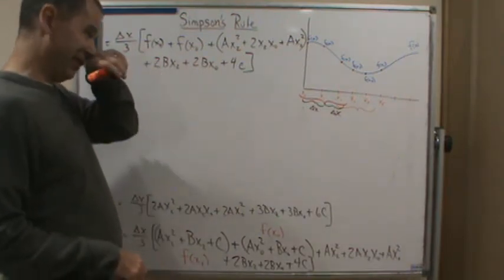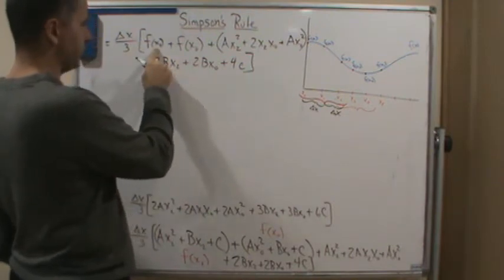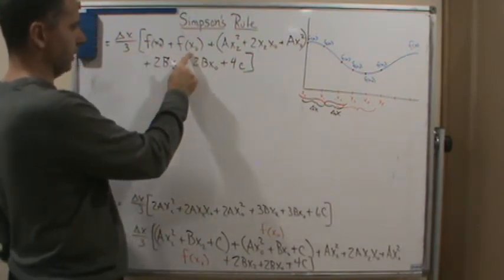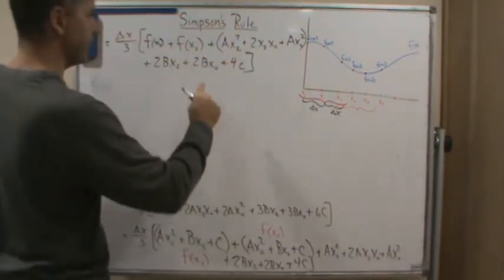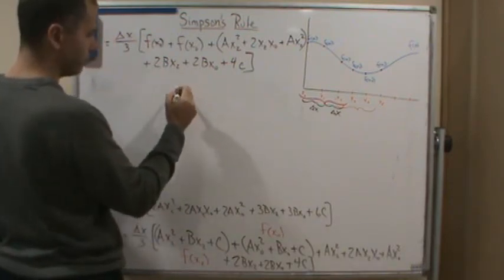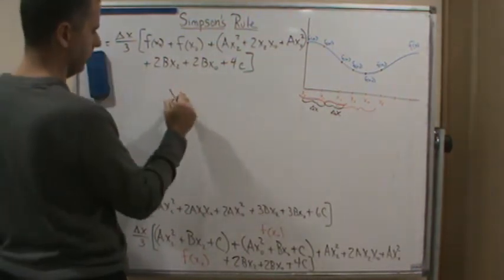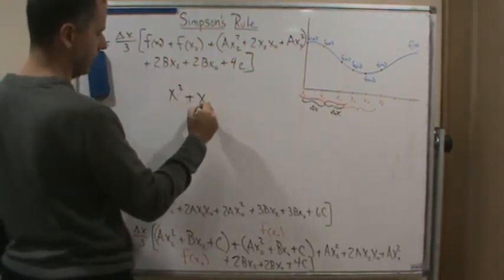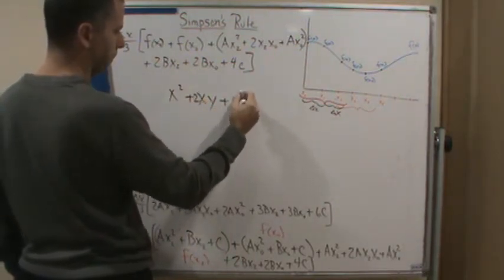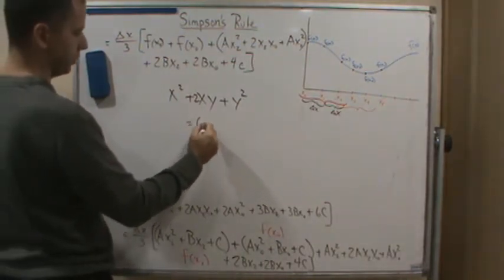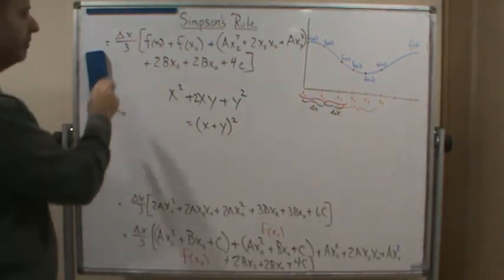Okay, so here we have this so far, right? So we've got f of x2, we've got f of x0, and then we've got this in here. So notice that this is of the form x squared plus 2xy plus y squared, which is equal to (x plus y) squared. It's a perfect square.